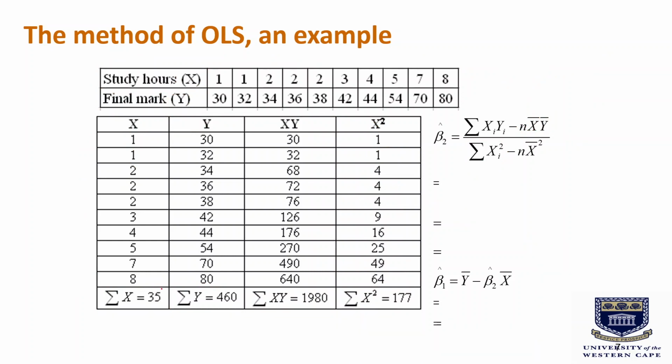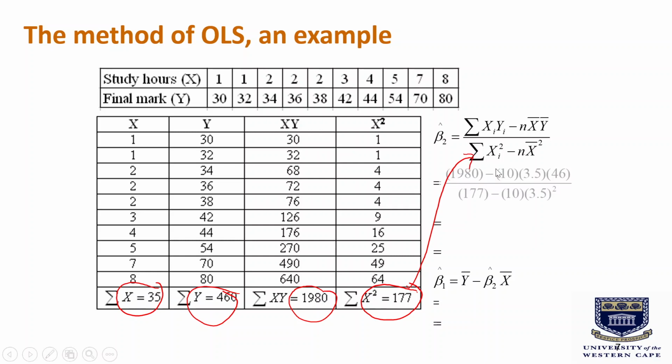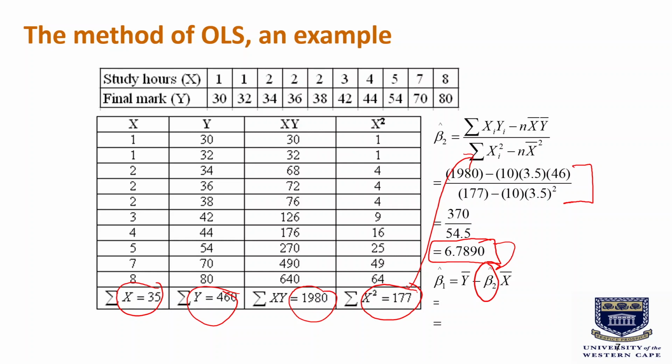So once we've calculated all of these values, we can just plug them into the beta 2 hat formula, and we obtain this expression over here, and simplifying we arrive at this value for beta 2 hat. Now, given that value, we just plug that into our beta 1 hat formula together with x bar and y bar to obtain a value for beta 1 hat given by 22.2385.